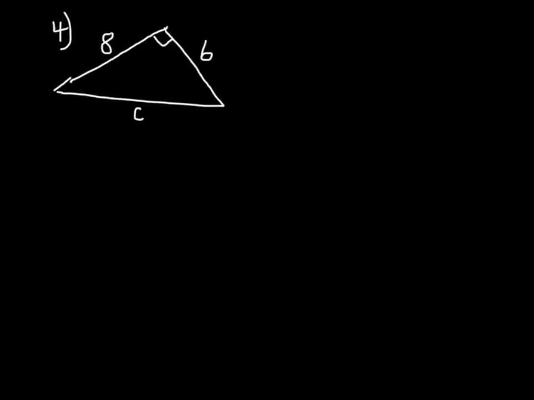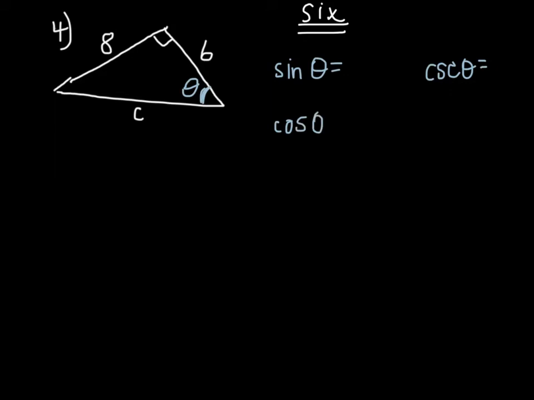Problem number 4 wanted you to find all 6 trig ratios. So what we're going to need to end up with is what sine theta is. And I think this one was theta. We'll need the reciprocal of that, so cosecant theta. We will need cosine and secant, and we'll need tangent and cotangent. But before we can do any of those, we have to solve for the third side. We know this side's 8, we know this side's 6, we're trying to find that missing side.